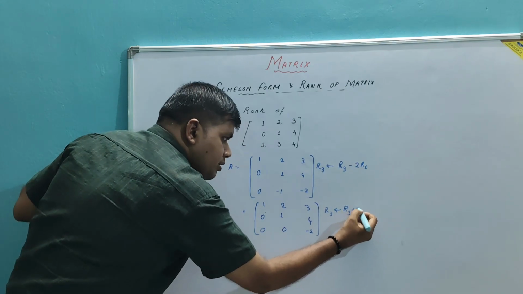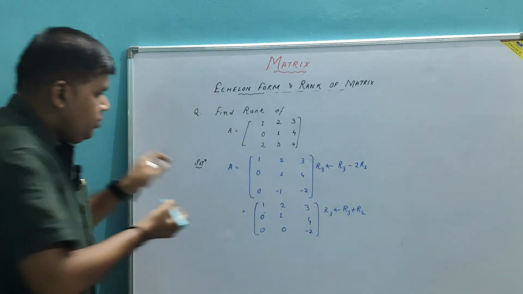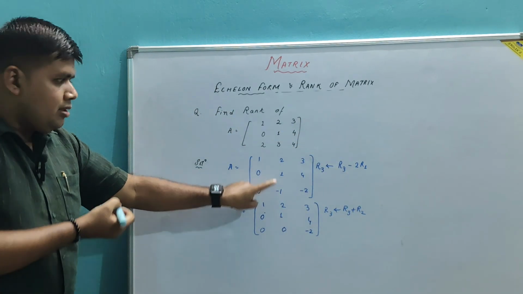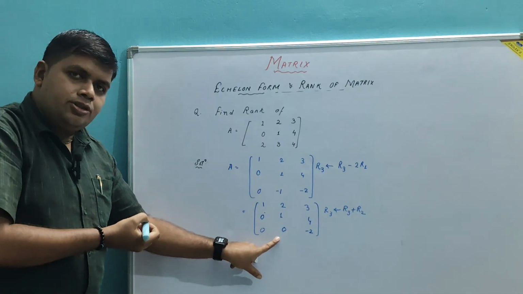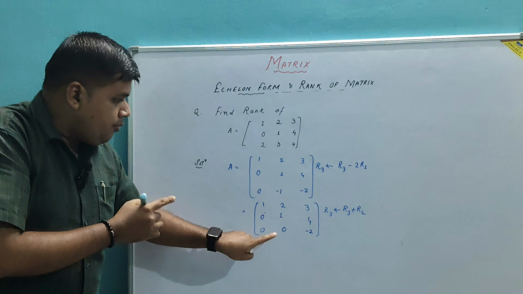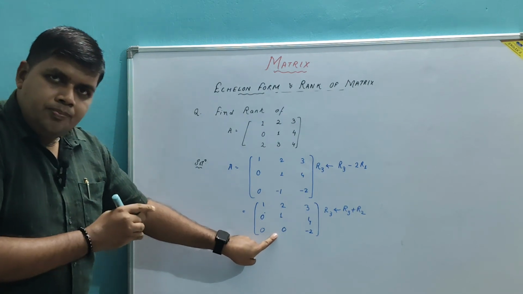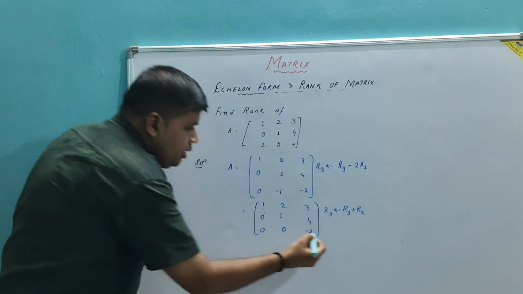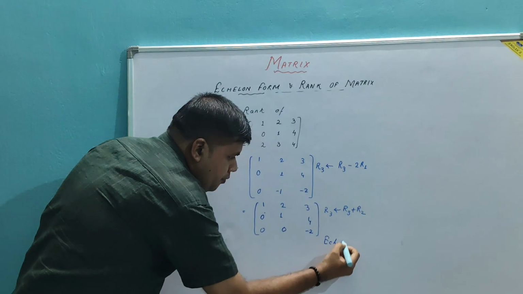R3 plus R2. So we are adding these two rows because it is minus, it is plus. So if we add it up, we will get 0. So now here we have 1 leading 0, here we have 2 leading zeros, and therefore it is in echelon form.